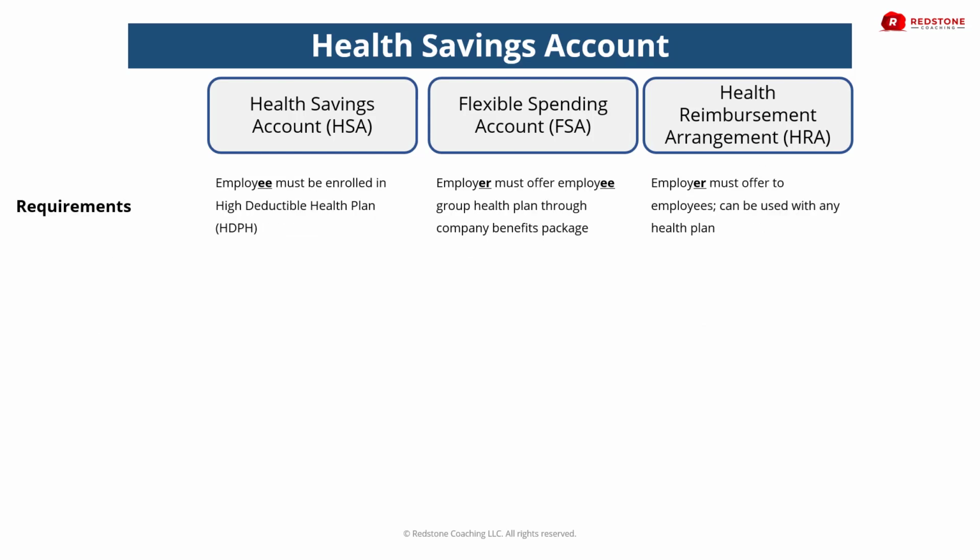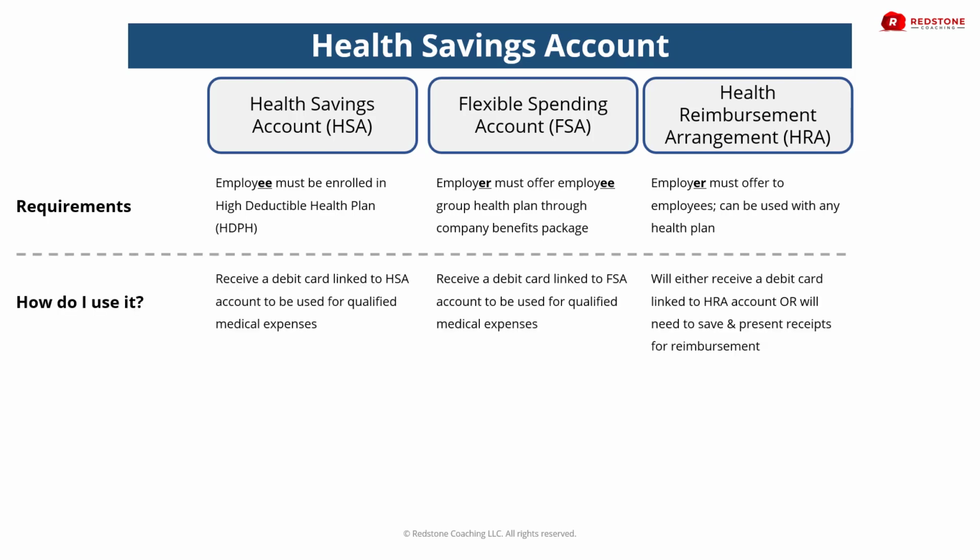Now, in terms of requirements, well, for an HSA, the employee must be enrolled in a high deductible health plan. For an FSA, your employer must offer you, the employee, a group health plan through the company benefits package. Now, for the HRA, the employer must also offer this to the employees. I mean, not every company offers this. So if they don't offer it, then it's just not accessible to you. But it can also be used for any health plan.